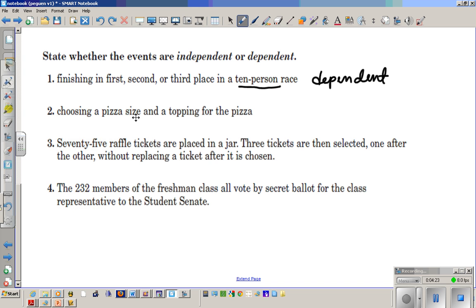Number 2, choosing pizza size and the topping of pizza. The size and the topping are 2 separate things. The size does not affect the topping, and the topping does not affect the size. So in this case, since they are 2 separate buckets, this one is going to be independent.